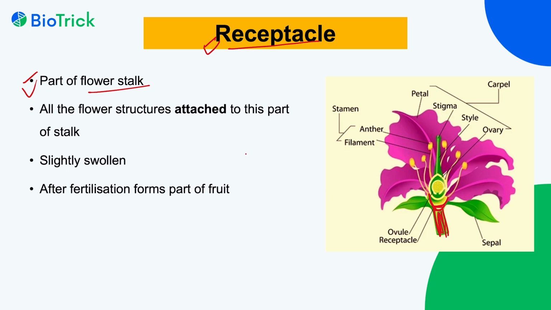It is not a part of a flower. It is the part of the flower stalk. It holds or attaches all the flower structures as a single unit. It is slightly swollen, and after fertilization, it forms part of a fruit. So it's all about the structure of a flower and its basic parts.